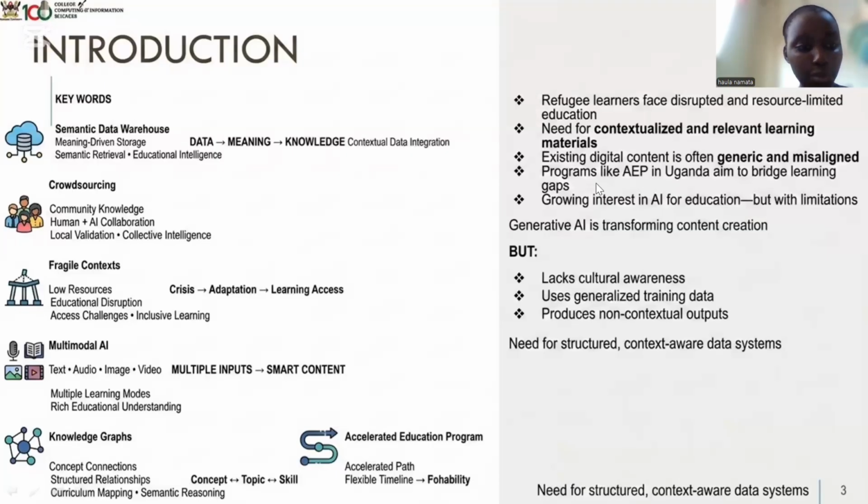And then multimodal AI. These are AI systems that can process and combine multiple forms of data, for example, text, audio, and image. So they have multiple inputs to generate smart outputs. And then knowledge graphs. These are structured networks of connected information showing relationships between entities and connected concepts. In our project, we're using them for curriculum mapping and semantic reasoning. So we have a concept, topic, then skill.